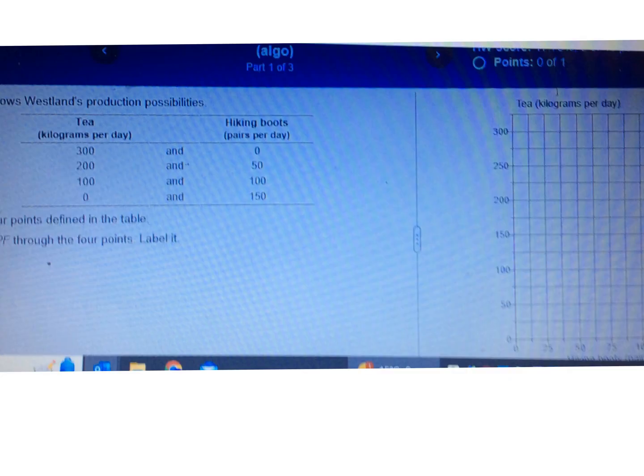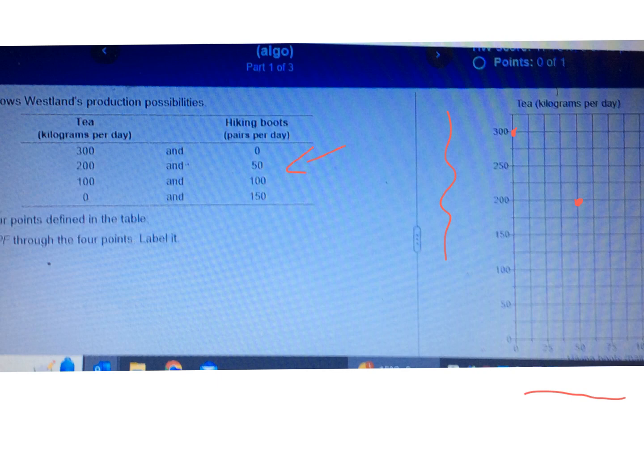The third question is just asking you to plot points on the vertical axis here, and then the hiking boots down here. So for 0 hiking boots, we have T at 300, so we would put 1 point. And at 50 hiking boots, we would have T at 200, and so we're going to put another point, and these are just coming from these values here in the chart.